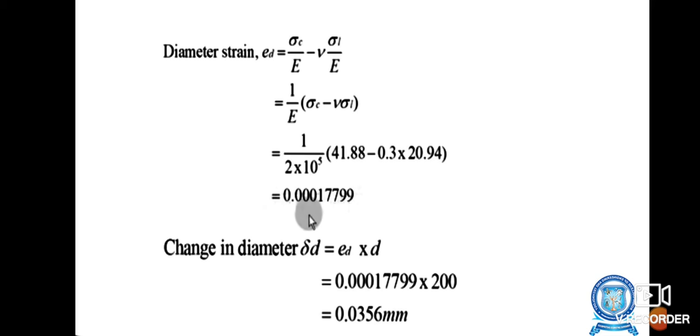So we have found all the given values. First of all, we found the volume. Next, we found the volumetric strain. Next, we found the hoop stress and longitudinal stress. Then we found the diameter strain and change in diameter.